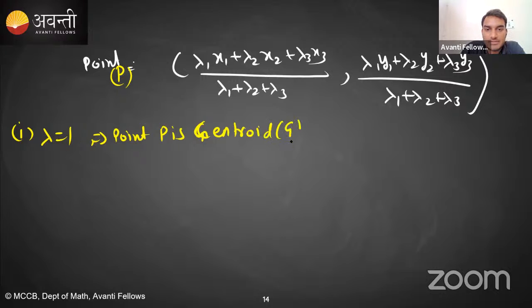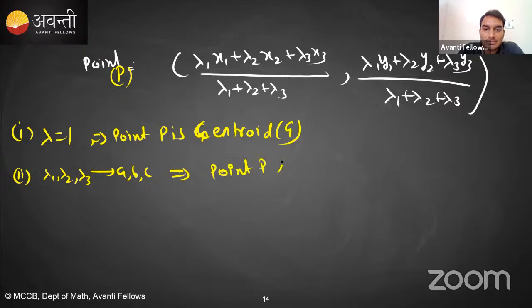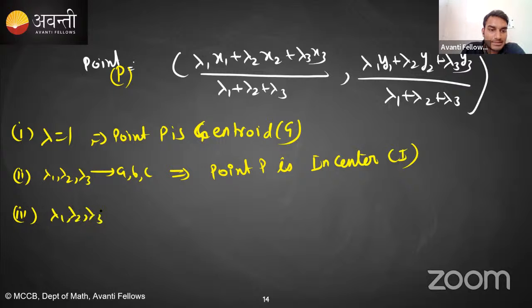Clear? G. Similarly, if lambda1, lambda2, lambda3 are a, b, c, right? So it will become (a x1 plus b x2 plus c x3) upon (a plus b plus c), and similarly (a y1 plus b y2 plus c y3) upon (a plus b plus c). So what is this point P? Incenter, yes or no? This is the incenter, denoted by I. Clear?